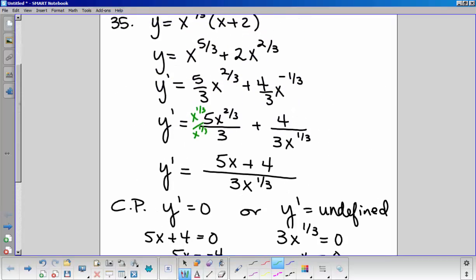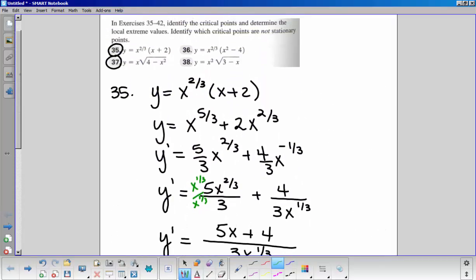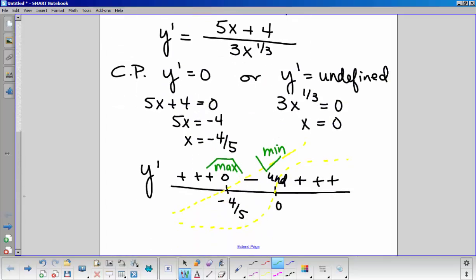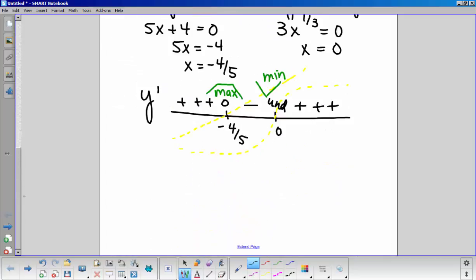And so this problem states we want to find critical points and local extreme values. Okay? So, what's going on at x equals negative 4?